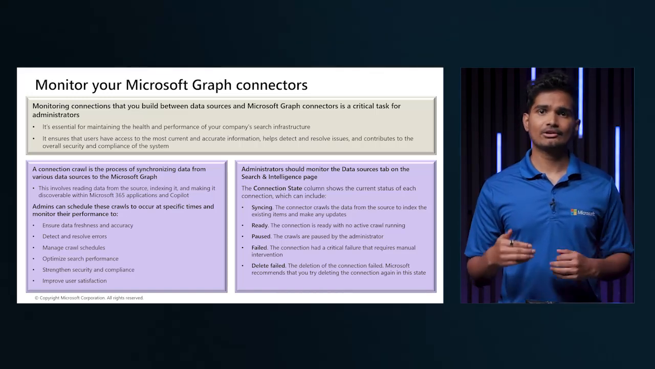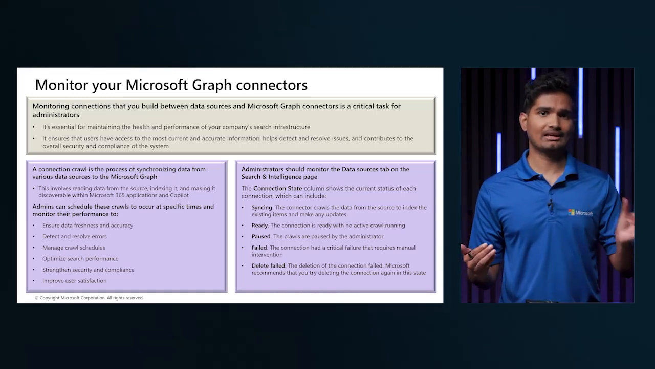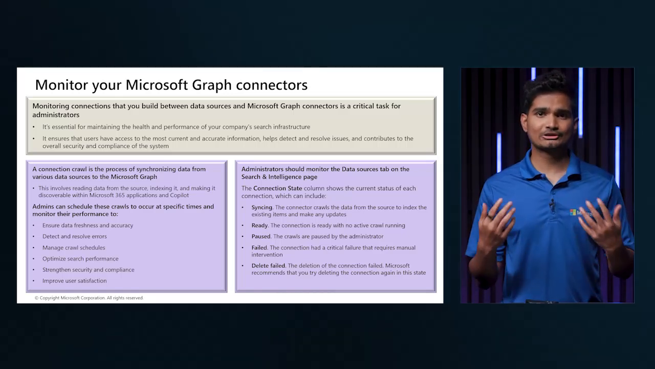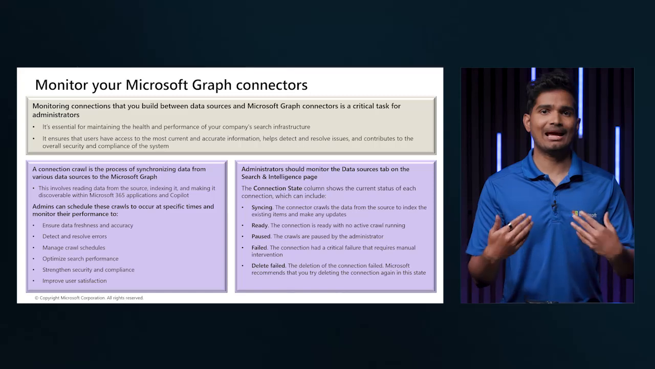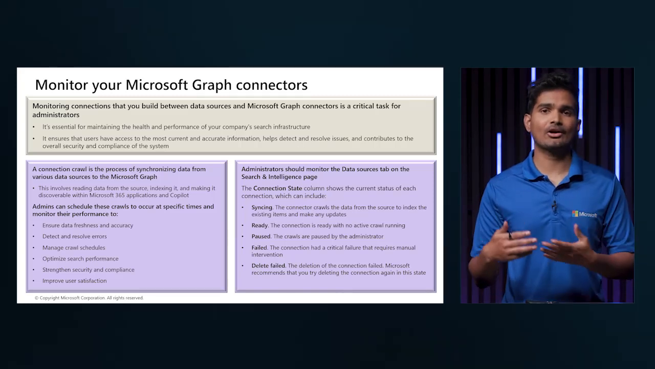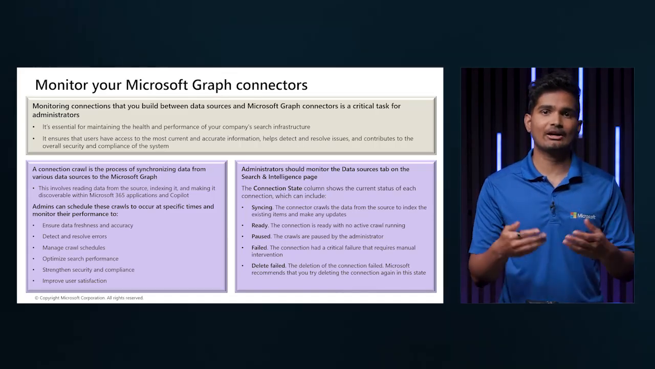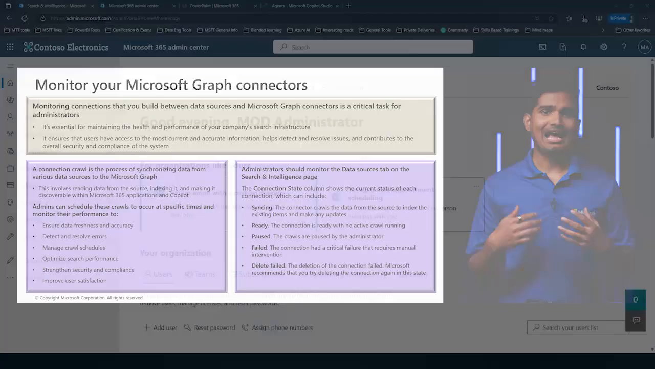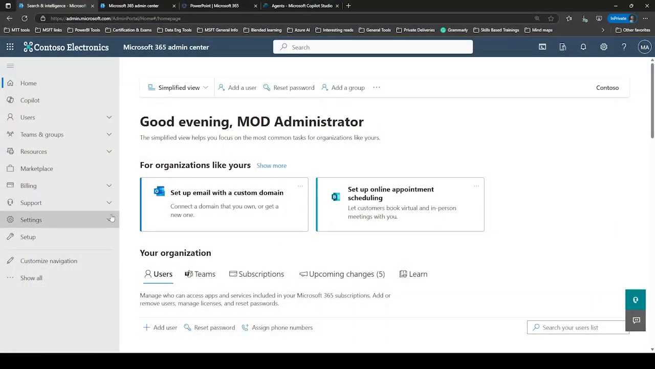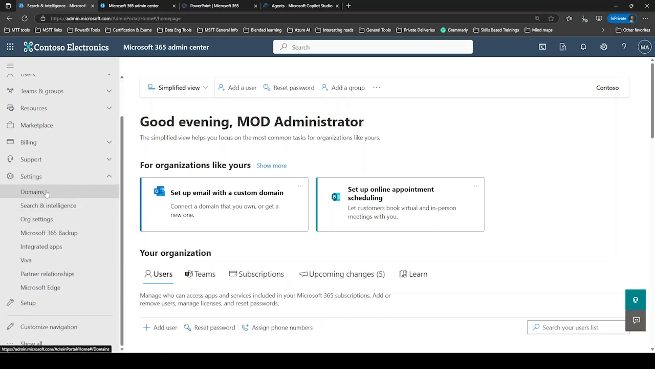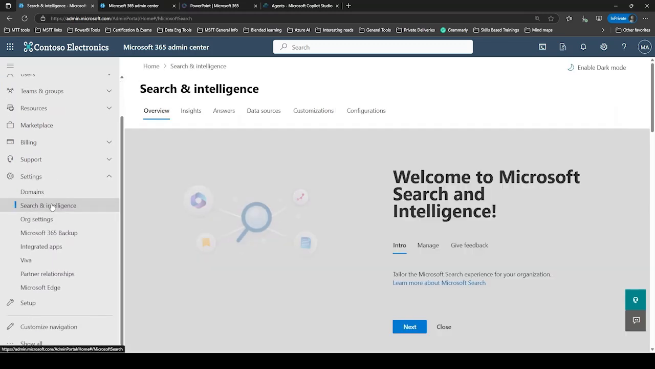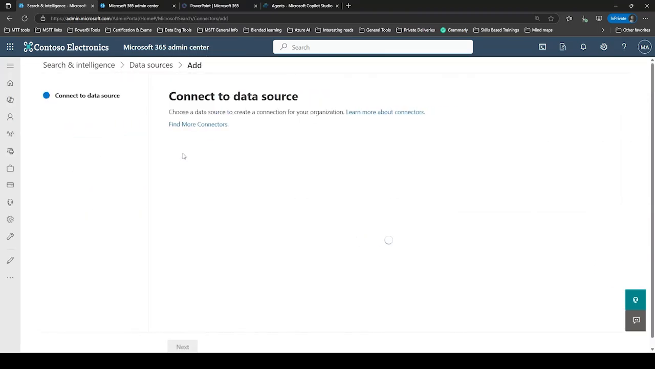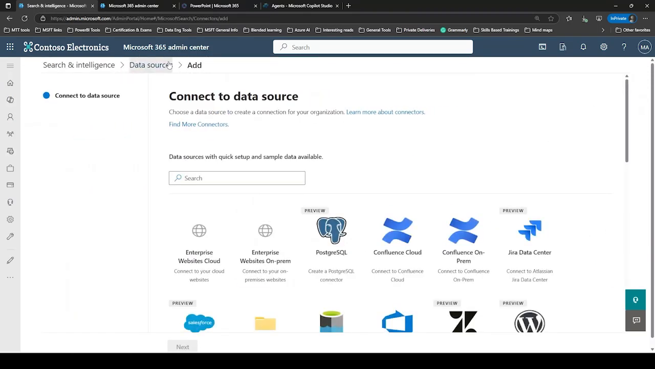Failures can occur due to various issues with the connections. Some failures are temporary, in which case the crawls resume automatically. However, other failures are permanent and require administrative intervention to restart. Admins can monitor the Data Sources tab on the Search and Intelligence page. Using the connection state column, it shows the current status of each connection.